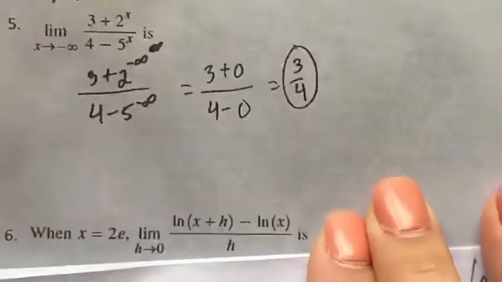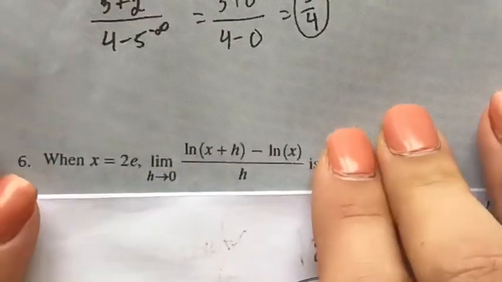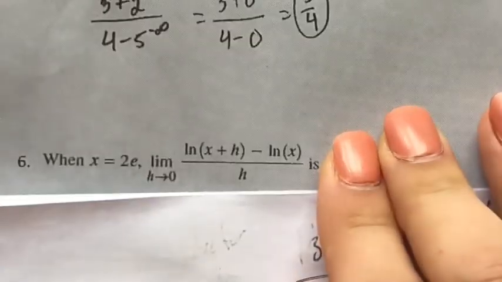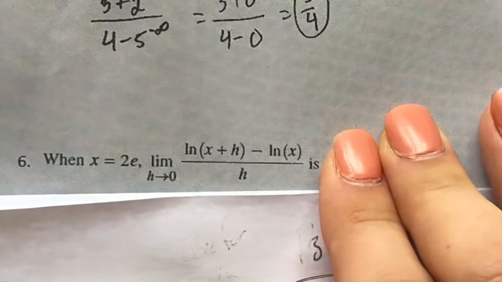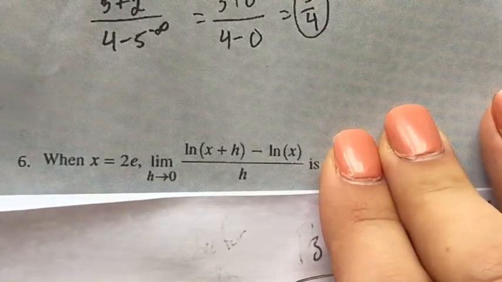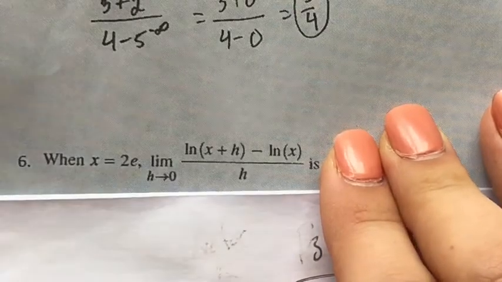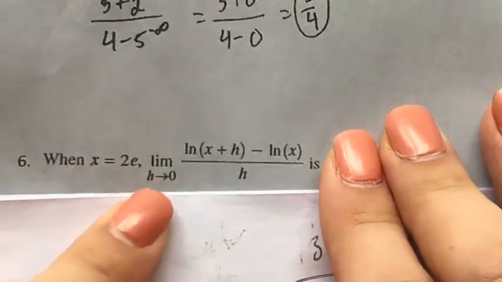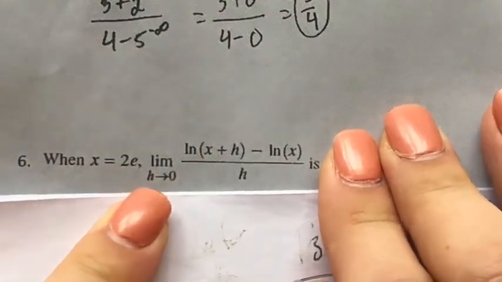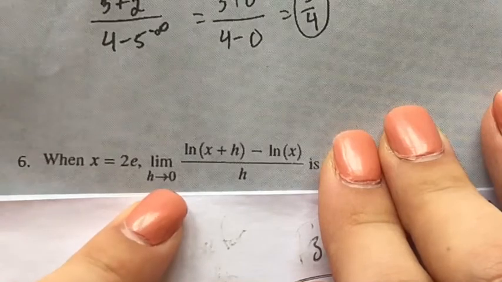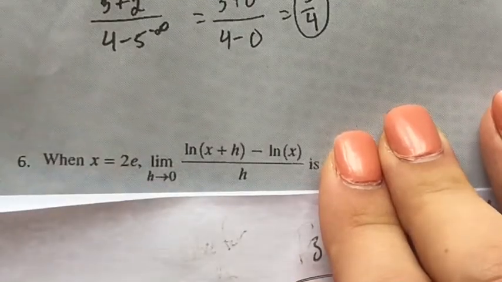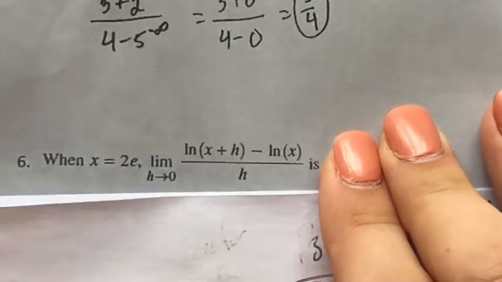Okay, number 6 is the definition of a derivative problem. So I'm going to let you chew on that and figure out the answer. All right, let's do it. Here's how I know it's the definition of a derivative problem. If you see h is approaching 0, that's definitely a definition of a derivative problem. There can be another type, but that one always is.